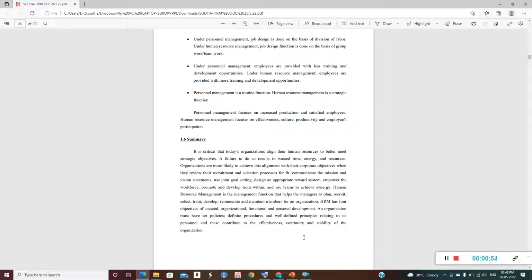Human resources management is the management function that helps managers to plan, recruit, train, develop, remunerate, and maintain the members of the organization. HRM has four objectives: societal, organizational, functional, and personal. An organization must have set policies, definite procedures, and well defined principles relating to its personnel, and contribute to the effectiveness, continuity, and stability of the organization.